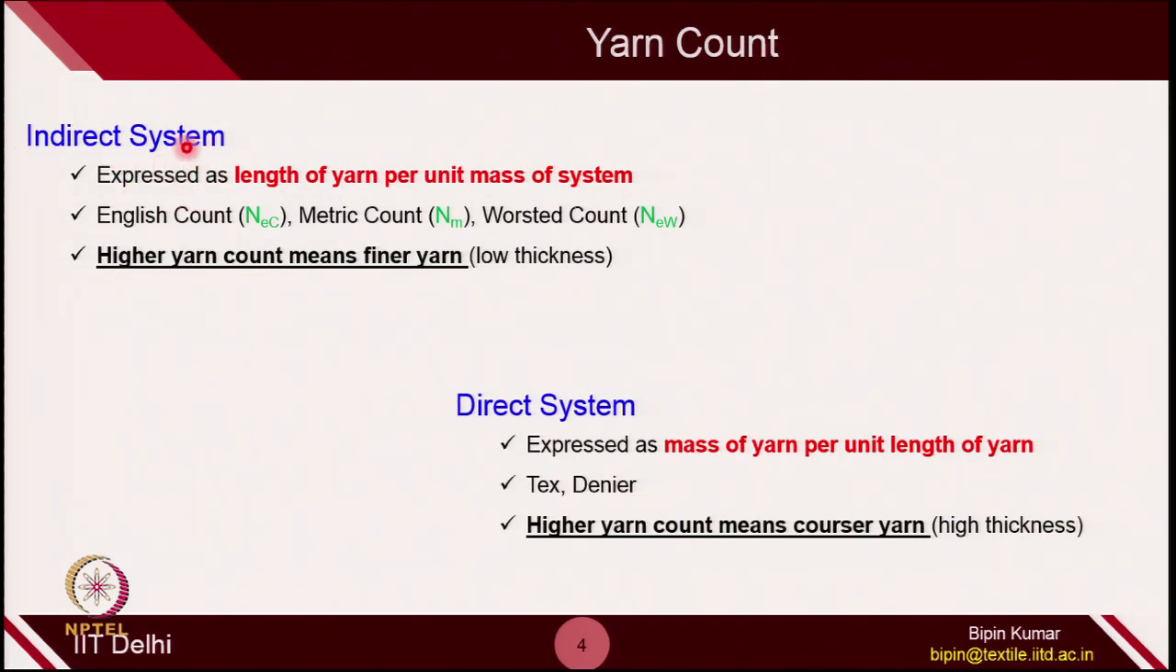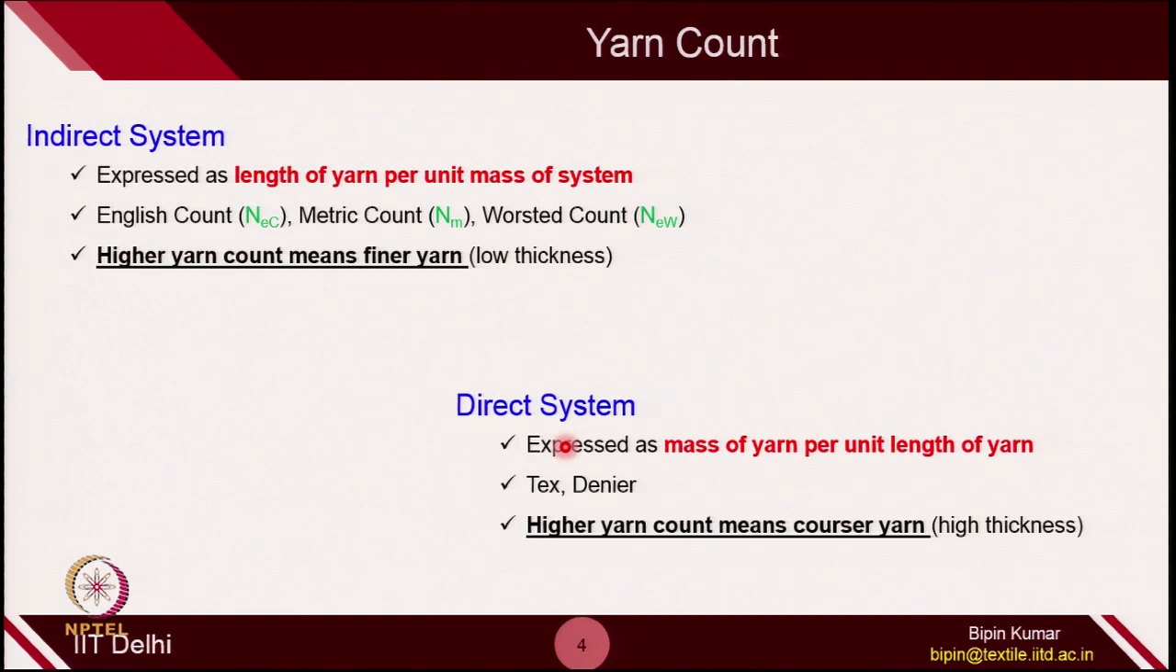First is the indirect method, where we express the length of yarn per unit mass of the system. Here, there are three commonly used yarn count systems: English count, metric count, and worsted count. If you are expressing the yarn in the indirect system, a higher yarn count means lower thickness, or finer yarn. So, higher yarn count means finer yarn in the indirect system.